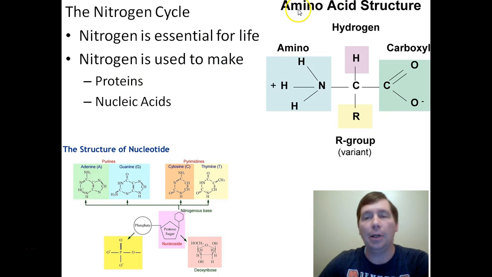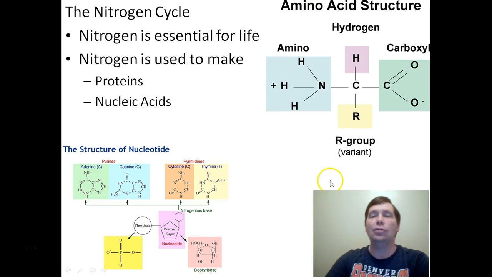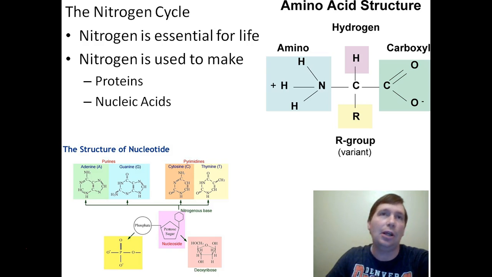Proteins are made out of amino acids, and every amino acid has nitrogen in it. Every amino acid. There's over 50 different amino acids. Your body has over 20 amino acids in it, and every last one of those amino acids is going to have a nitrogen in it. So without nitrogen, you can't make amino acids, and without amino acids, you can't make proteins, and without proteins, you can't make living things.